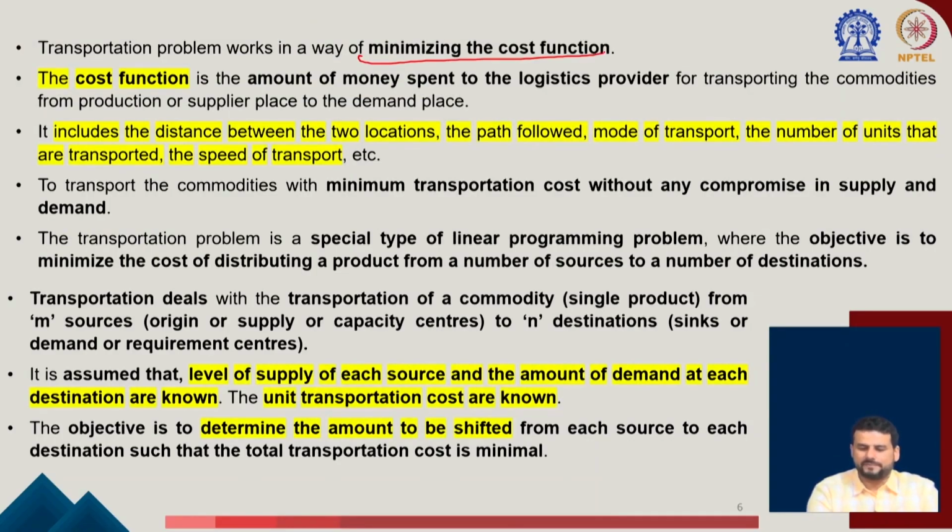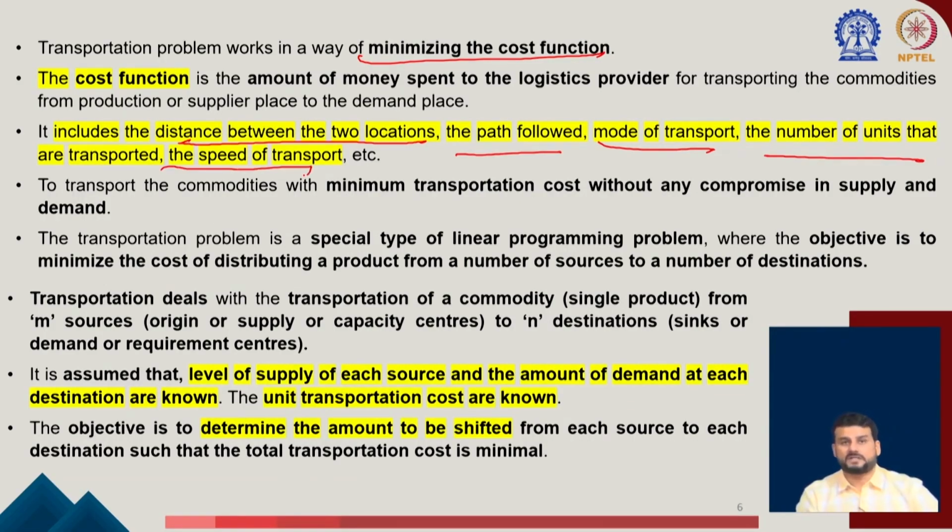Obviously we are working on minimizing the cost function, and the cost function includes the distance between the two locations, the path followed, mode of transportation, number of units to be transported, and speed of the transportation.